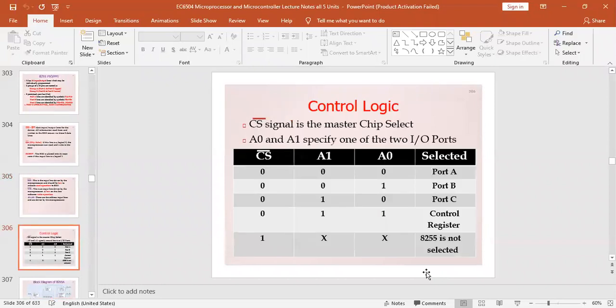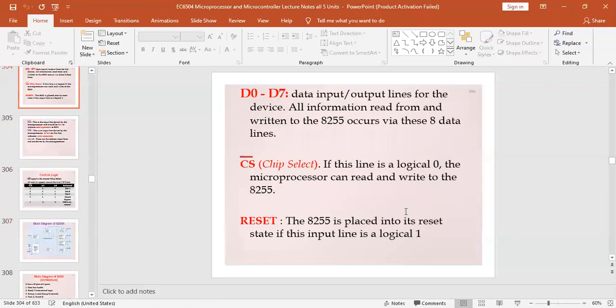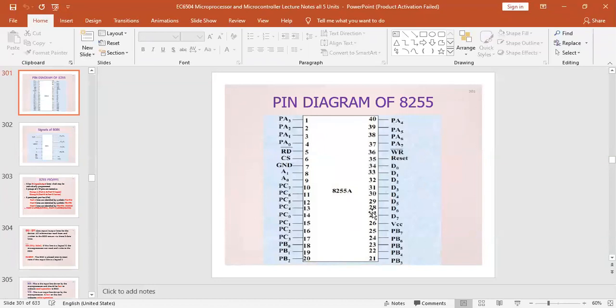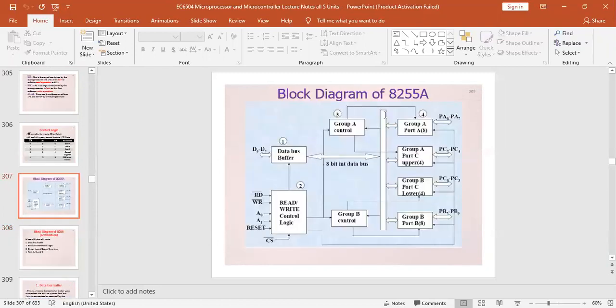Our ultimate aim in 8255 is to draw this diagram. If you draw this diagram, then you can write the answers very easily. Data lines are transmitted through the data bus buffer. This block diagram represents the pin diagram. You just have to draw the pin diagram in the form of this block diagram.